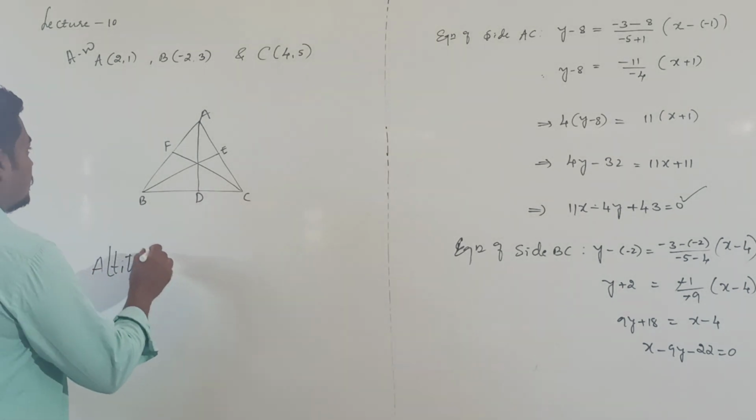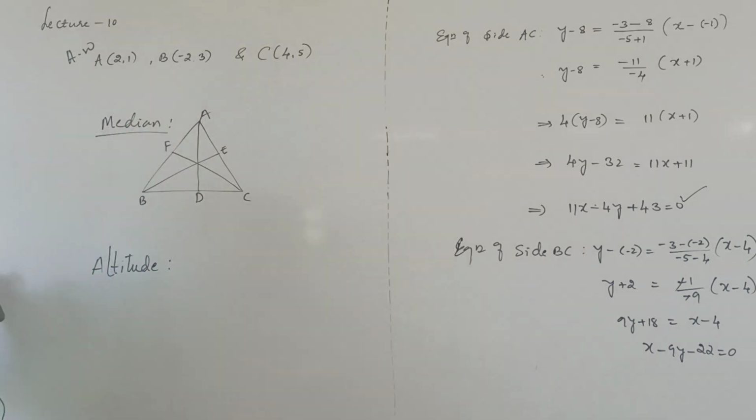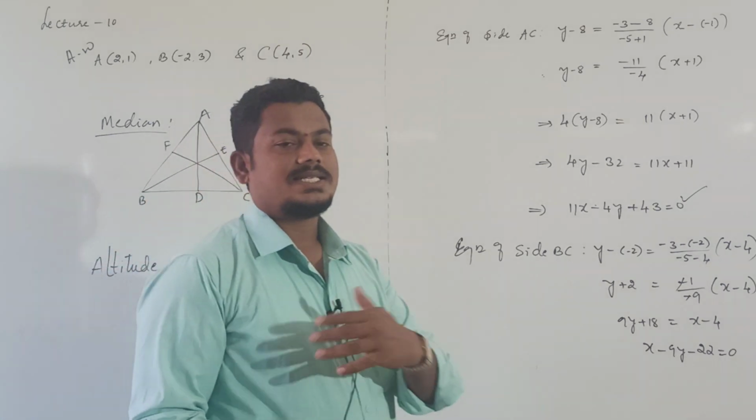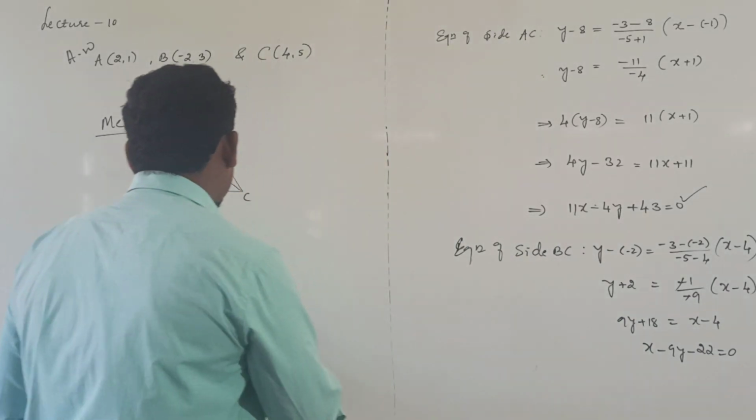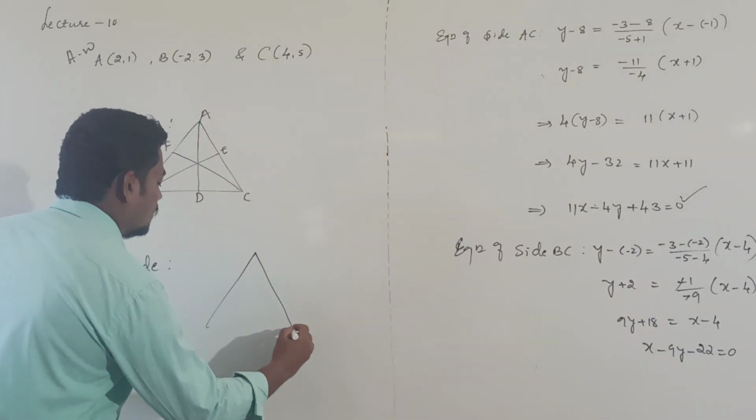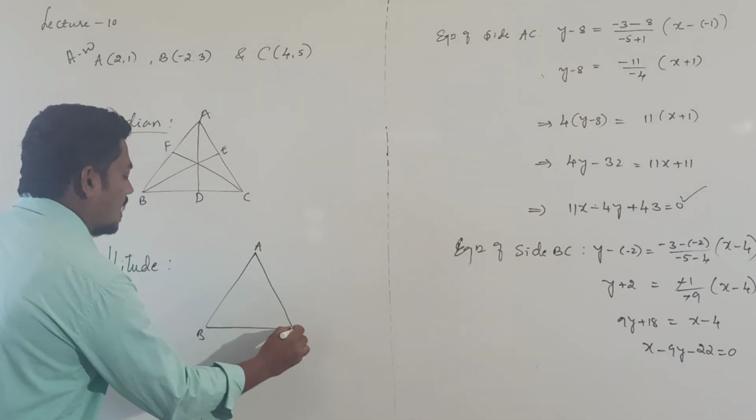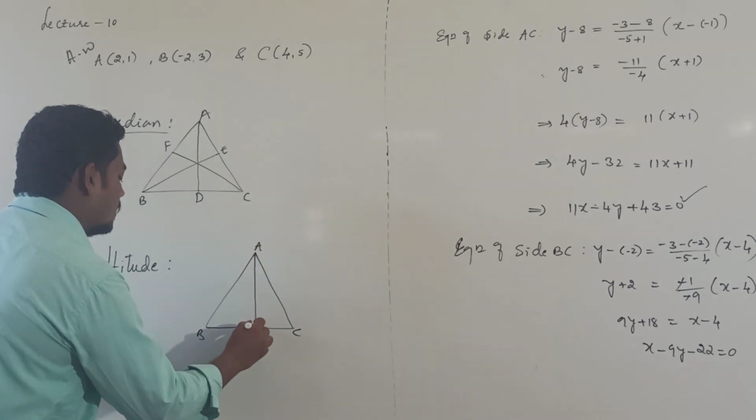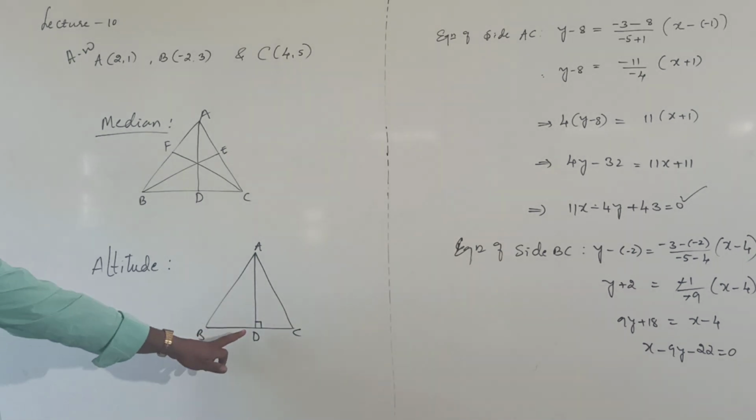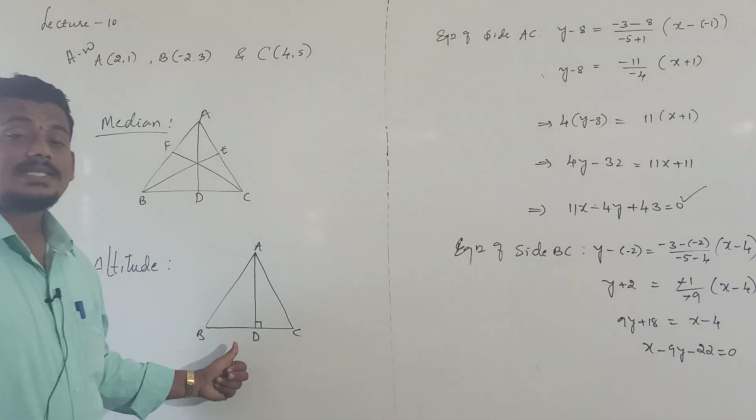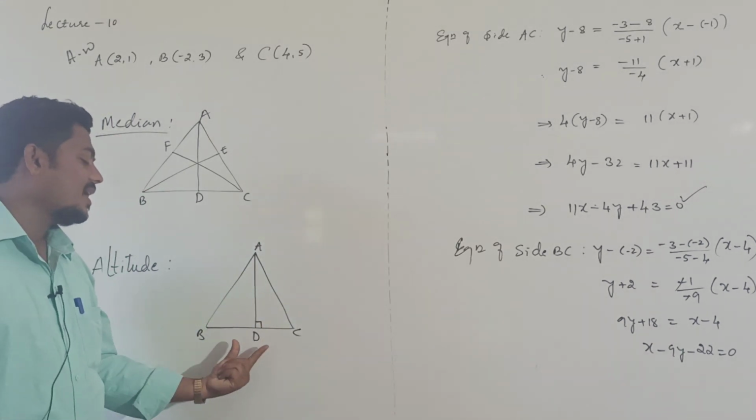Altitude of the triangle, this is median. Median of the triangle, altitude, just a slight difference between median and altitude. I will explain about altitude. Triangle ABC. AD is altitude and it is perpendicular to BC. In this case, AD is said to be altitude of the triangle only when it is perpendicular to BC.